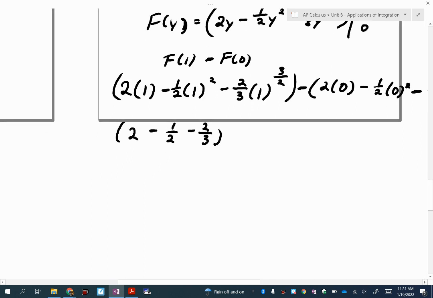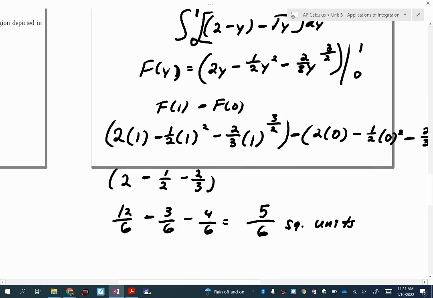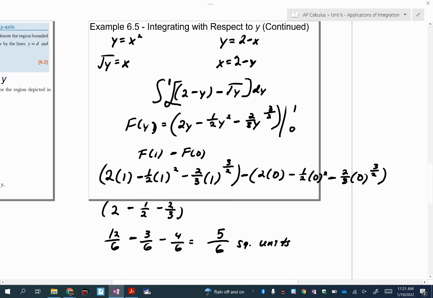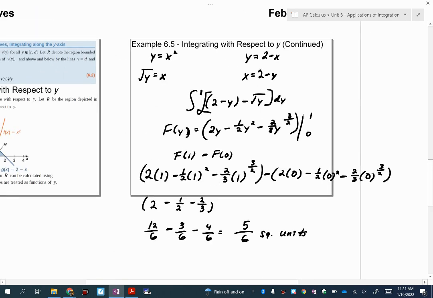Let's get a common denominator, which is 6. So that's going to be 12/6 minus 3/6 minus 4/6. 12 minus 3 is 9. 9 minus 4 is 5. So you get 5/6 squared units. Shouldn't be surprised by that answer, since this was essentially the same problem, just completed in a different way by integrating with respect to the other variable y.